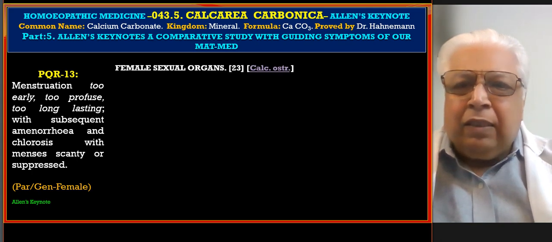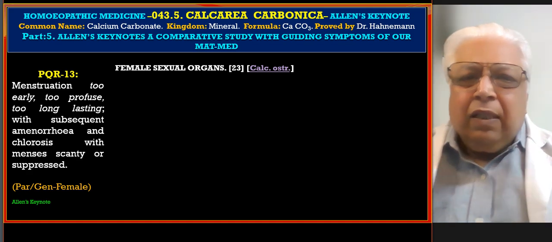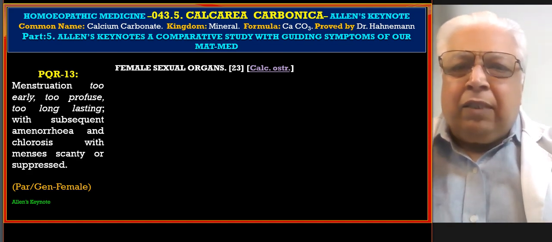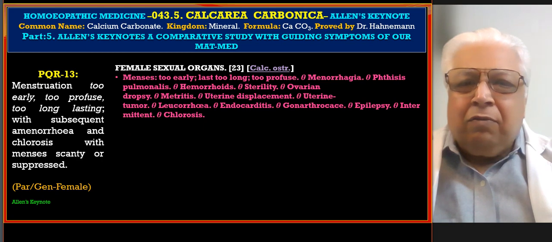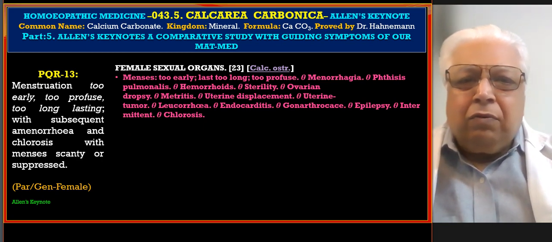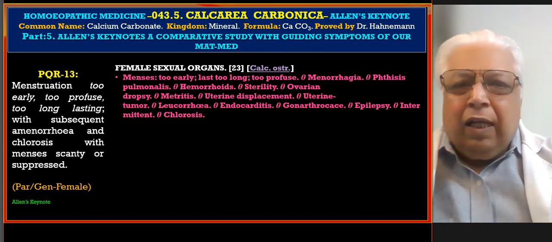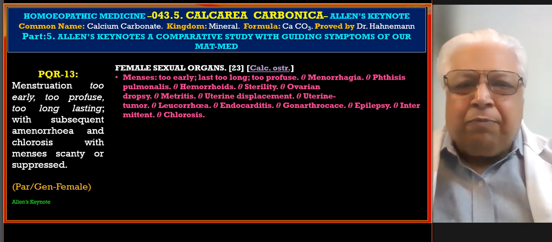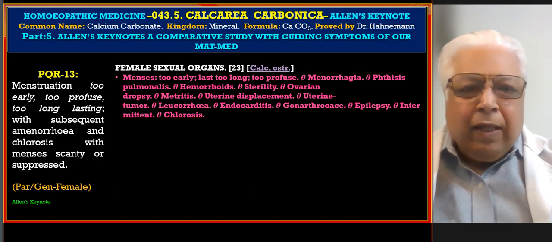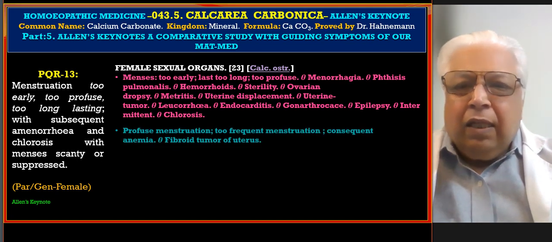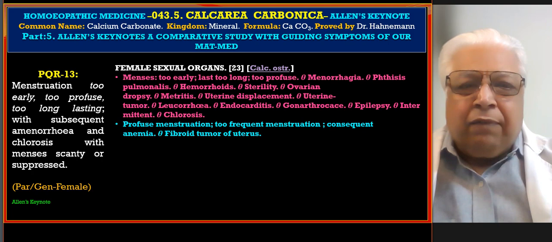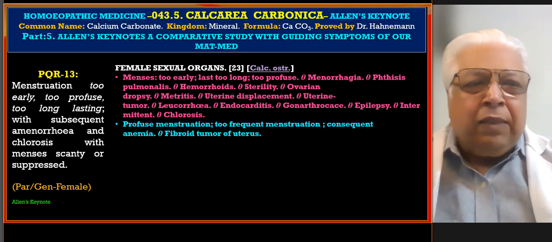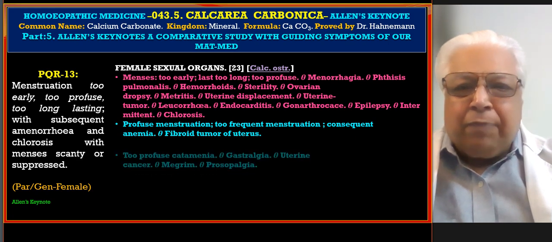It is a particular general in female sexual organs, and we come across the reference in chapter 23, female sexual organs. Menses too early, too late, too long, too profuse, and the conditions are given where this particular symptom has been used in his clinical practice. At the same time we go to the next, and that is profuse menstruation, too frequent menstruation, consequence anemia, leading to anemia, and this is a second grade representation here.